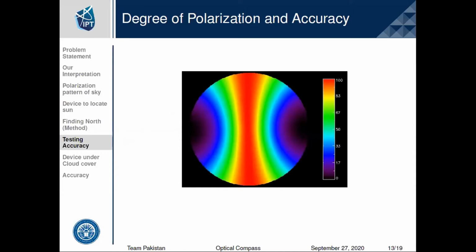So this is the degree of polarization in the sky. Here you can have the sun over here or here, for example, and this is how it is at sunset or sunrise time, and this is how the degree of polarization would change. So you would have different accuracy results if you point the compass at different patches of the sky. For example, here you would have the highest accuracy.